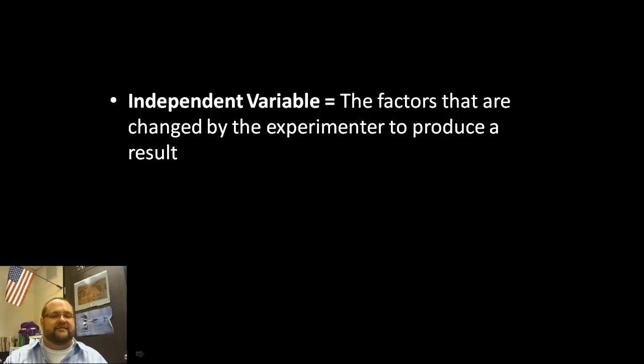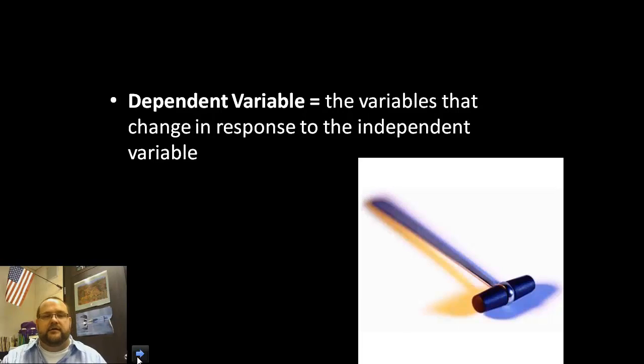It's the thing that I, the scientist, am changing. Okay? The question to ask is, what do I change? That answer will give you the independent variable. The next, the dependent variable, is the thing that changes in response to the independent variable.